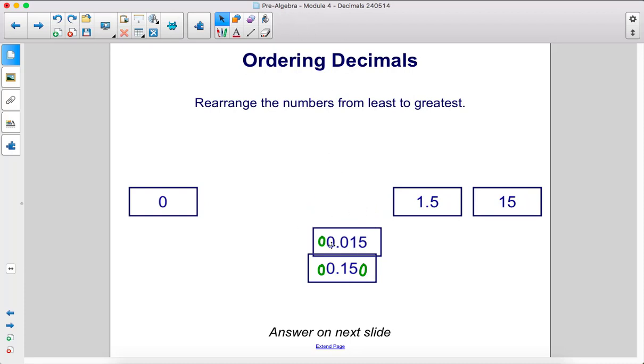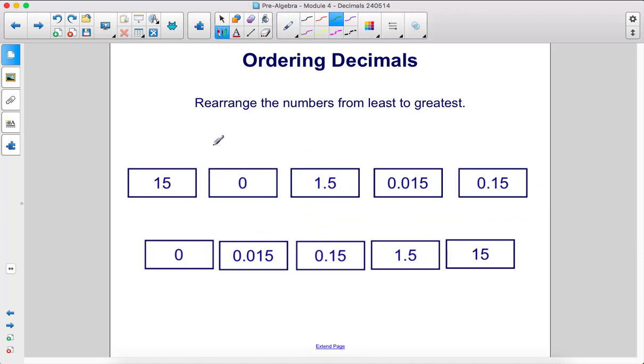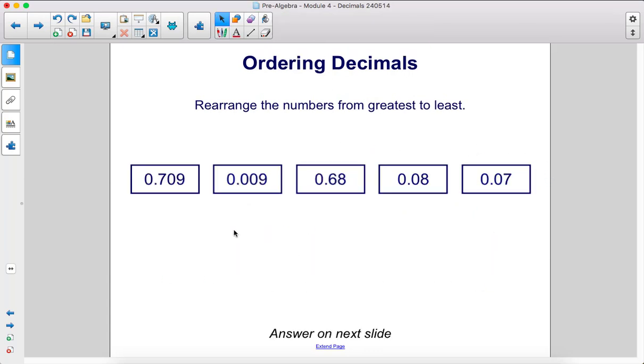Erase those. Here, we have 0, 0, 0, 0, 0, and 1. So this number is larger than that number. And there you have it. And here are the original numbers. And here they are in order from least to greatest. Rearrange the numbers from greatest to least.